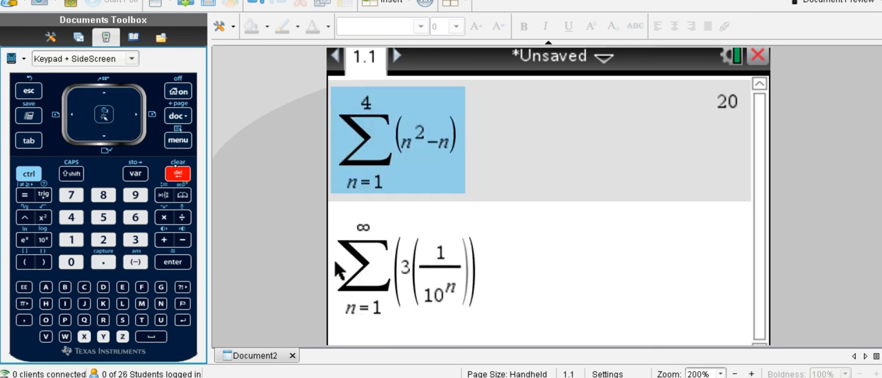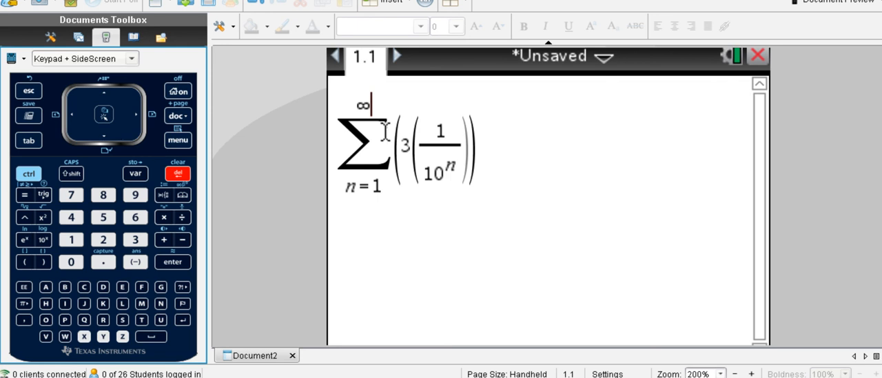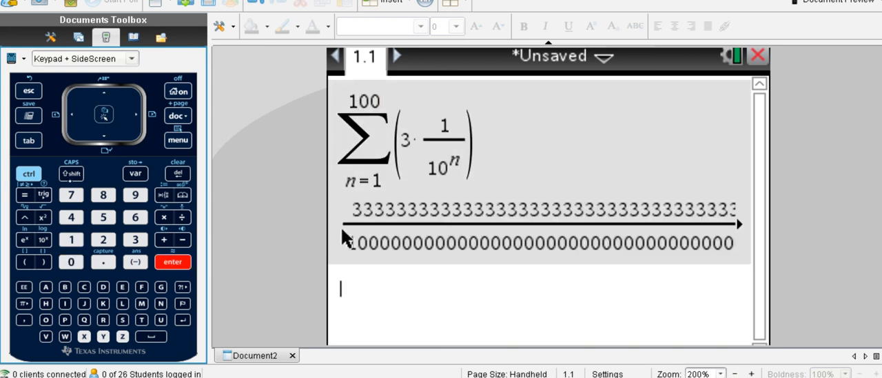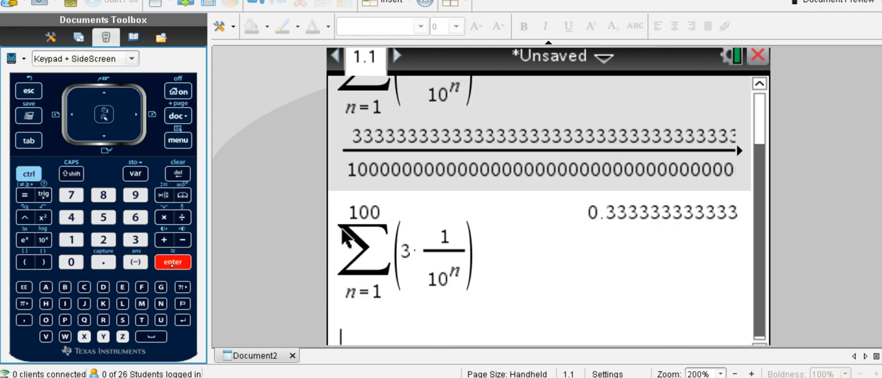And what I will do, instead of typing infinity, is backspace it and type in a large number like 100, because that just means n is going to go up forever and forever. If it works, great. And so this is saying it's approaching 1/3. So this whole sequence, when you add the terms together, looks like it's approaching 1/3.